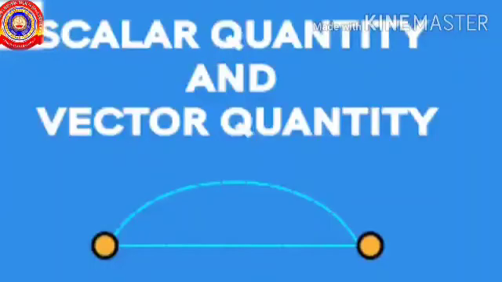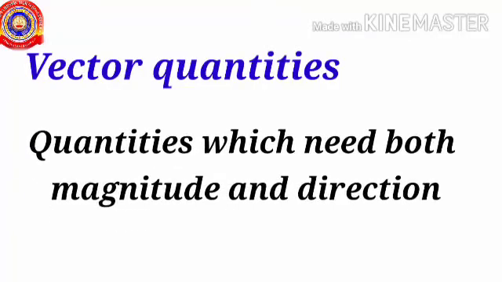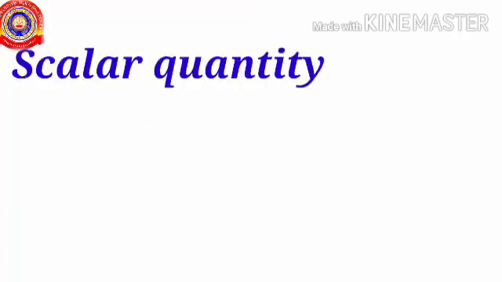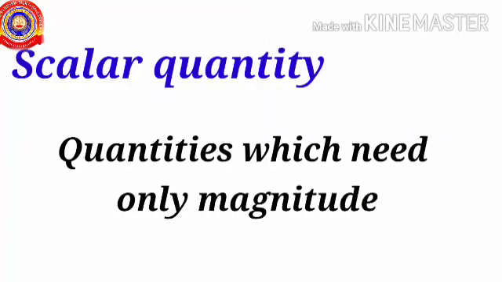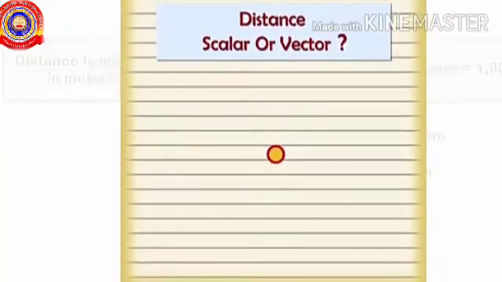Based on this, physical quantities can be classified into two: vector quantities and scalar quantities. First one is vector quantities. Quantities which need both magnitude and direction are vector quantities. And the next one is scalar quantity. Quantities which need only magnitude are called scalar quantities. Is distance a scalar quantity or a vector quantity?